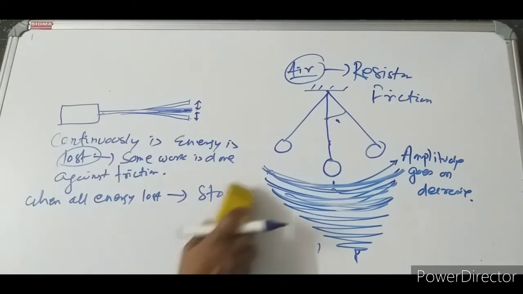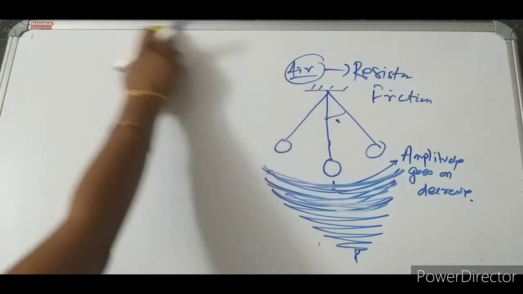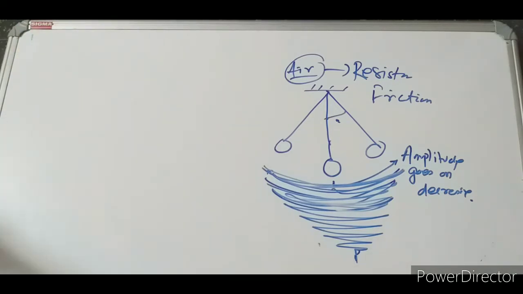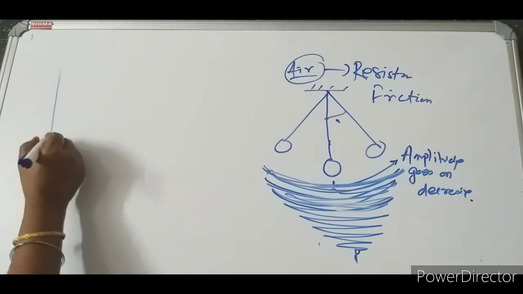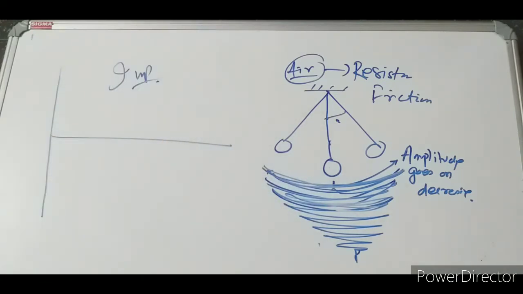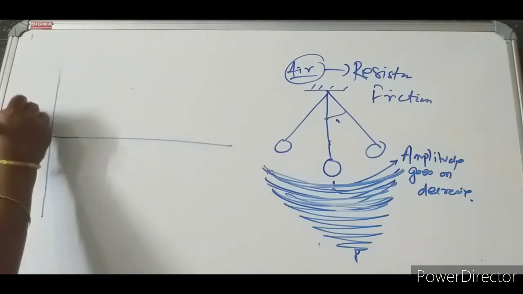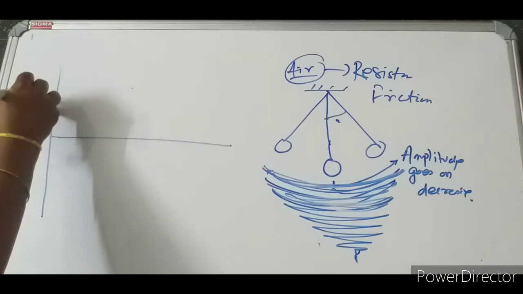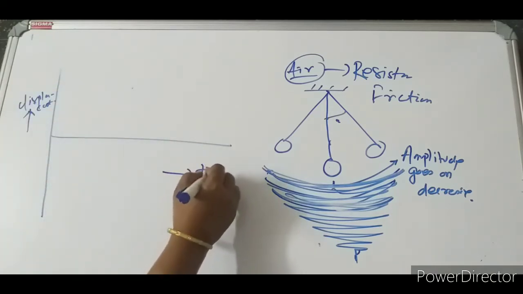So what did we get here? We got the amplitude continuously decreasing. So let us have the graph for it. The last class also we discussed this. All these are very important questions for us. So here what will we take? Here we will take displacement, and here we will take time taken.